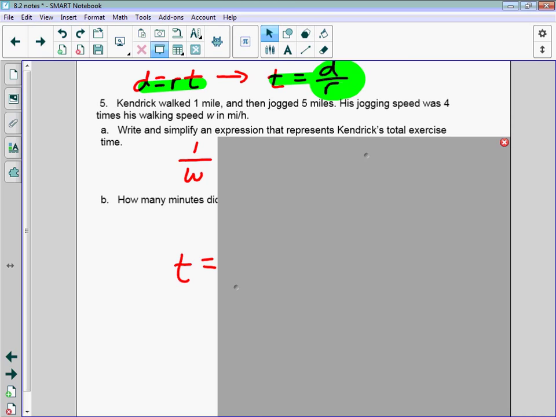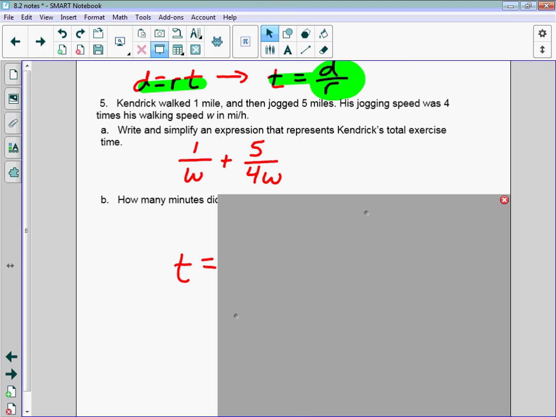Since we are told his jogging speed is 4 times his walking speed, the way that we can work that is say that this is representing jogging speed, which is again 4 times his walking. How far did he jog? He jogged 5 miles. That's where this 5 is coming from. So now we just have a matter of combining that.